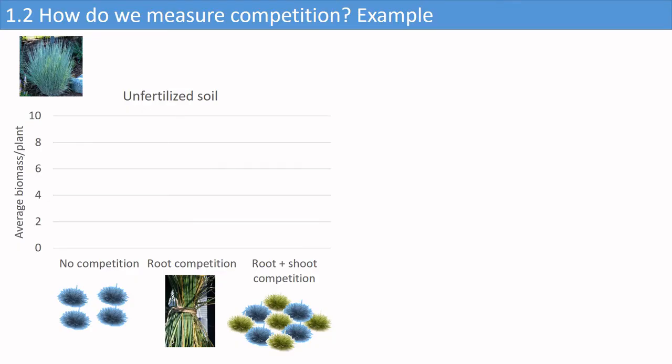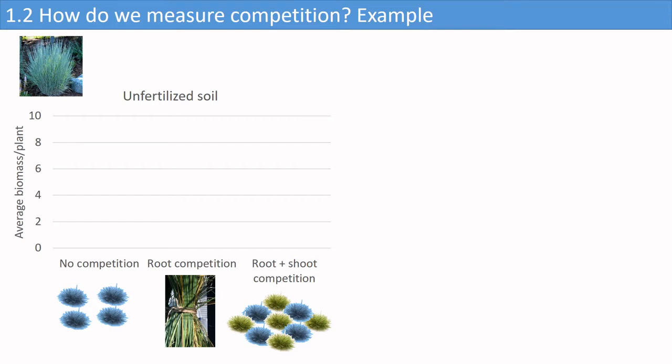So here is a historical example, very nicely done, about how we measure competition. This here is a Gramineae plant. I don't know its Latin name, it's called bluegrass. Yes, bluegrass that grows in the United States and is used as foraging food for cattle, for cows and all other grazing animals. So this is an experiment that was done somewhere in the 1980s.